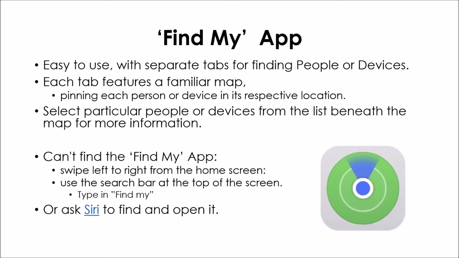If you are looking for the Find My app on your device, swipe left to right from the home screen, go into the search bar at the top of the screen, type in Find My, or if you have Siri, you can always say, Siri, Find My app, and open it.